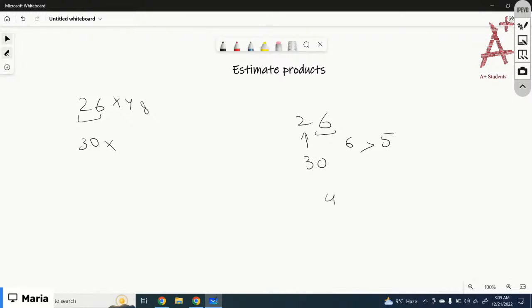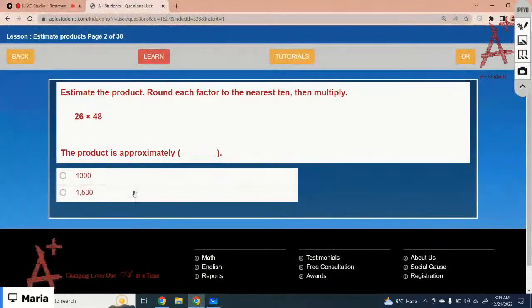Then you have to round off 48 the same way. 4 is at the tens position. So the digit right next to 4 is 8. 8 is greater than 5. That means you have to round up. Round up means add 1 to 4. 4 plus 1 is 5 and replace the 8 with 0. It is 30 times 50. Got it? Just multiply the non-zero values. 5 times 3 is 15. So it is 1500. Yes, very good. The correct option is 1500. Just select the correct option, then click on the OK button.